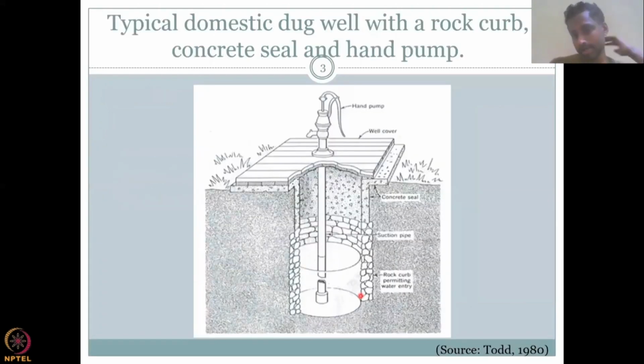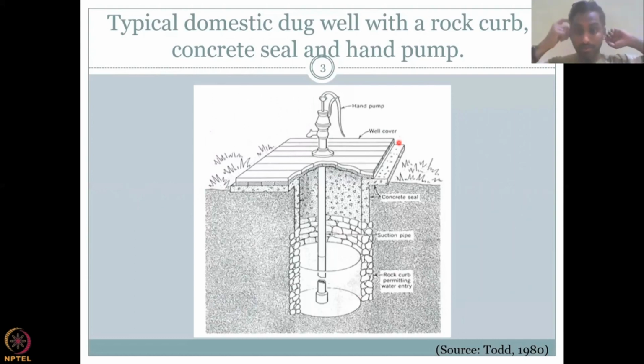Let's look at the first type of well, which is your dug well. In the dug well itself, you have a smaller well, which is mostly for your hand pumps. Typical domestic dug well with a rock curb and a concrete seal and hand pump. So there is a concrete seal as given in this diagram on the top, which seals the entire well. And on top of the well, they put this hand pump where you operate it by hand and the water comes up through the suction pipe.